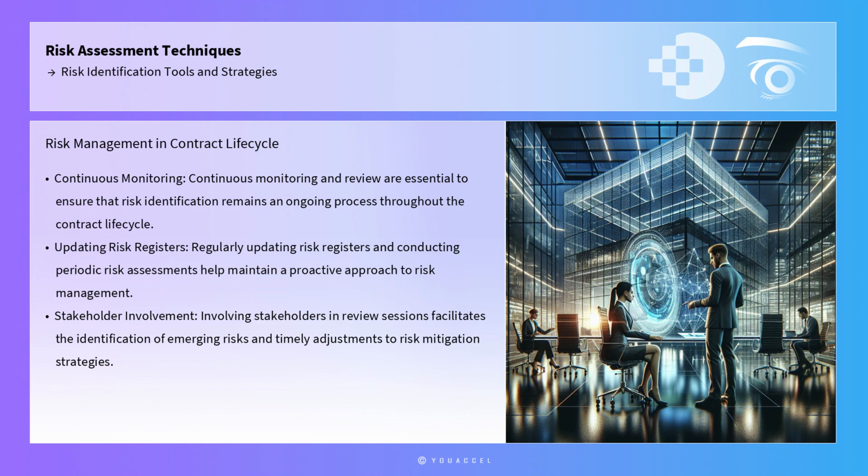Finally, continuous monitoring and review are essential to ensure that risk identification remains an ongoing process throughout the contract lifecycle. Regularly updating risk registers, conducting periodic risk assessments, and involving stakeholders in review sessions help maintain a proactive approach to risk management. This iterative process not only facilitates the identification of emerging risks, but also enables timely adjustments to risk mitigation strategies, thereby enhancing overall contract resilience.